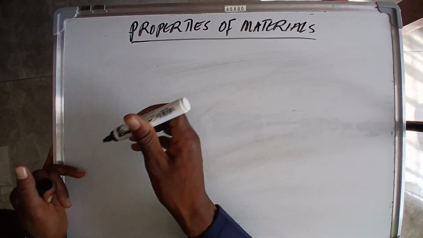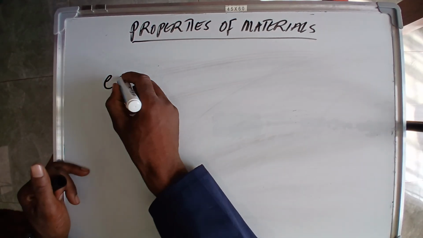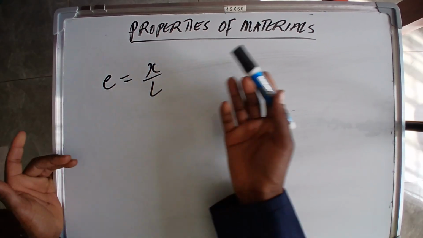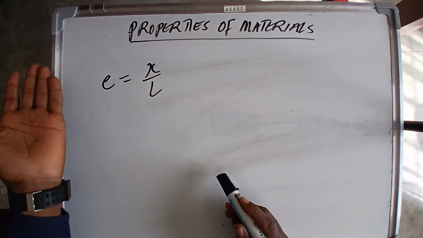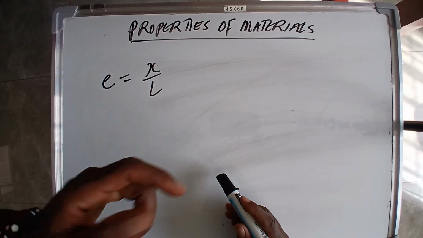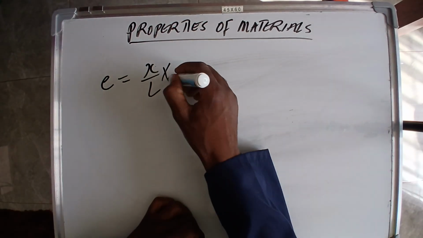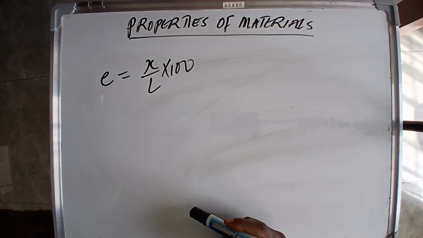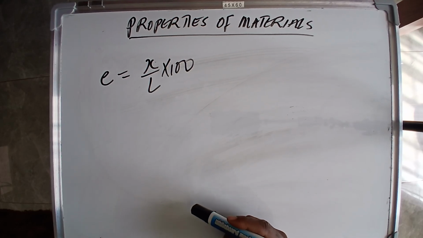We talked about strain, which we said is x over L. There is what they call strain percentage. Once they ask you for strain percentage, first of all find the strain, then multiply it by 100. That is what they call strain percentage. I just thought of mentioning this in case you meet such a question, so it should not be something harder.